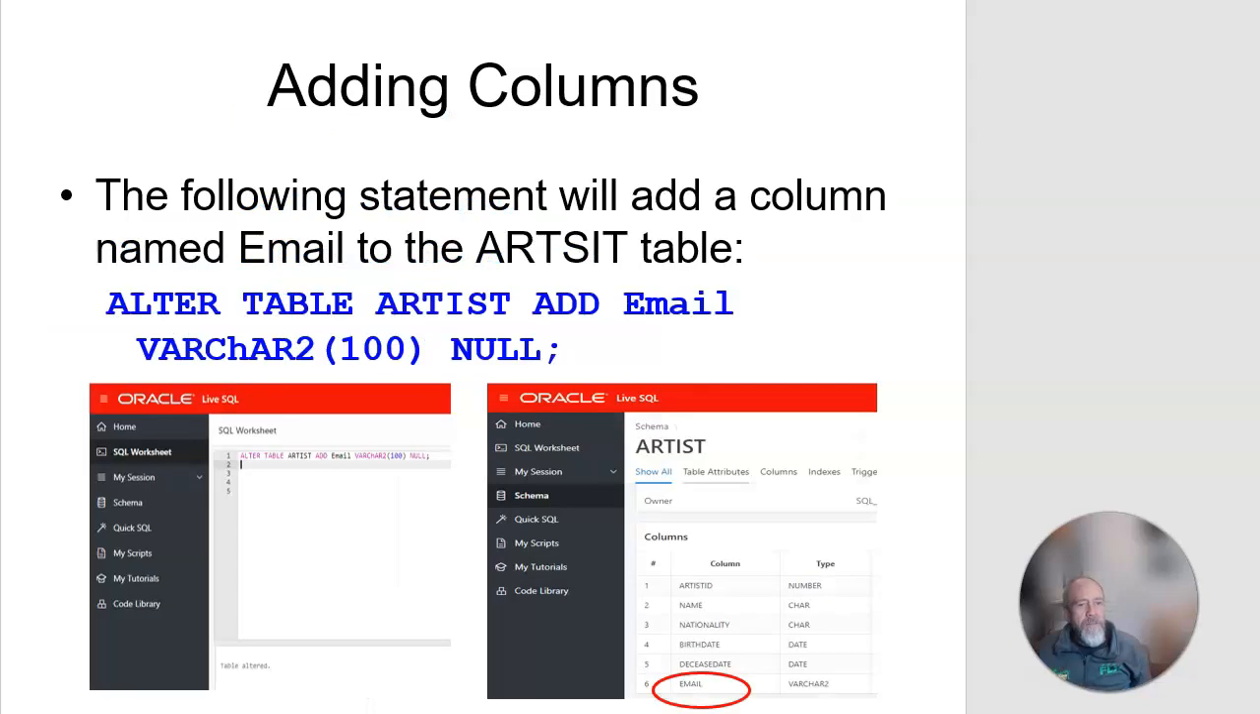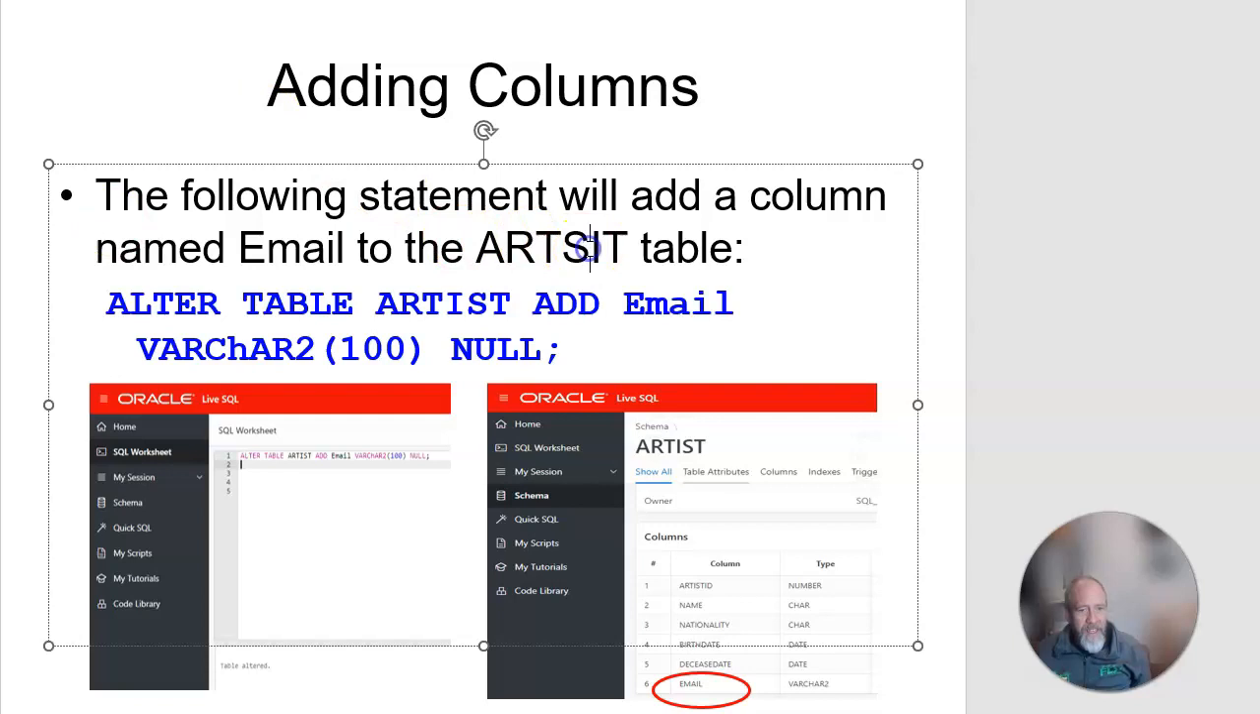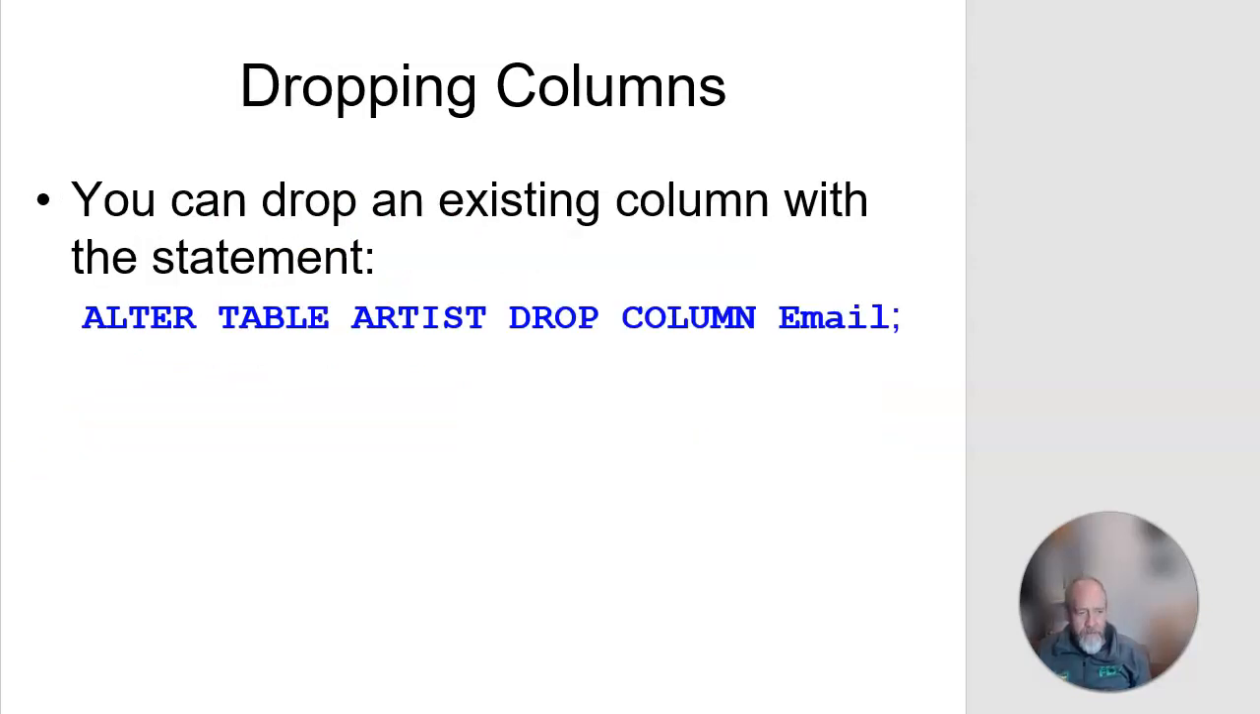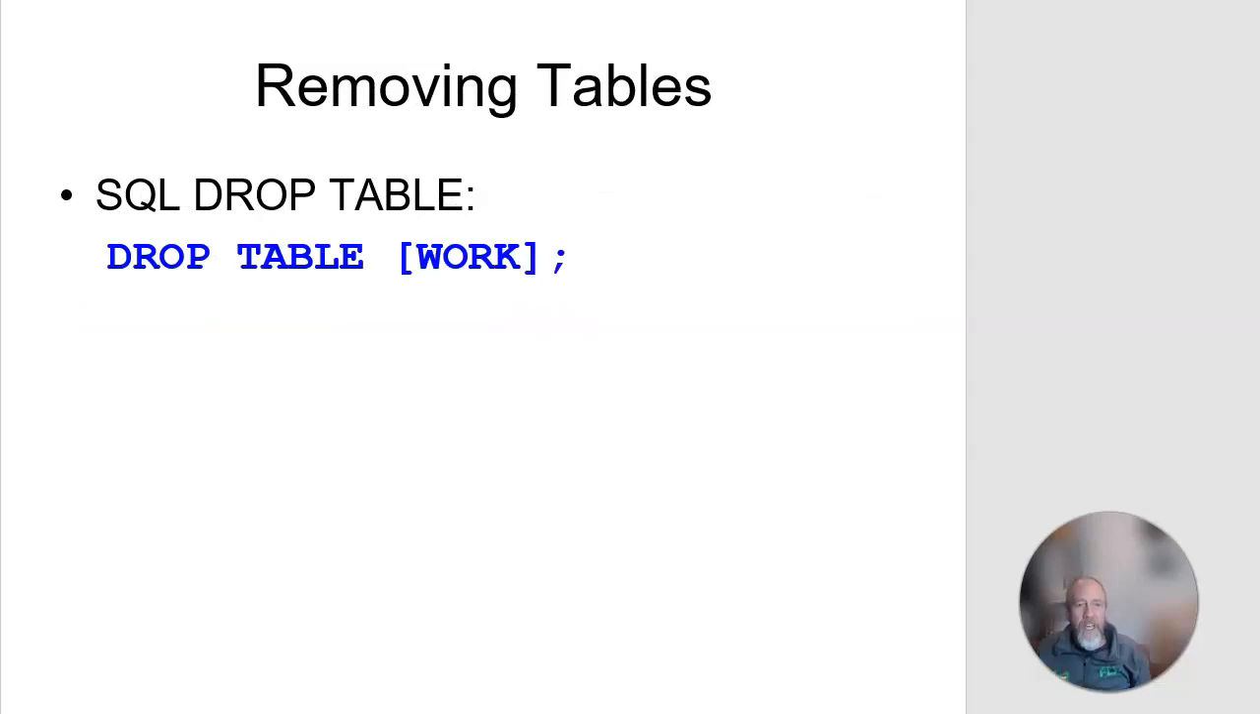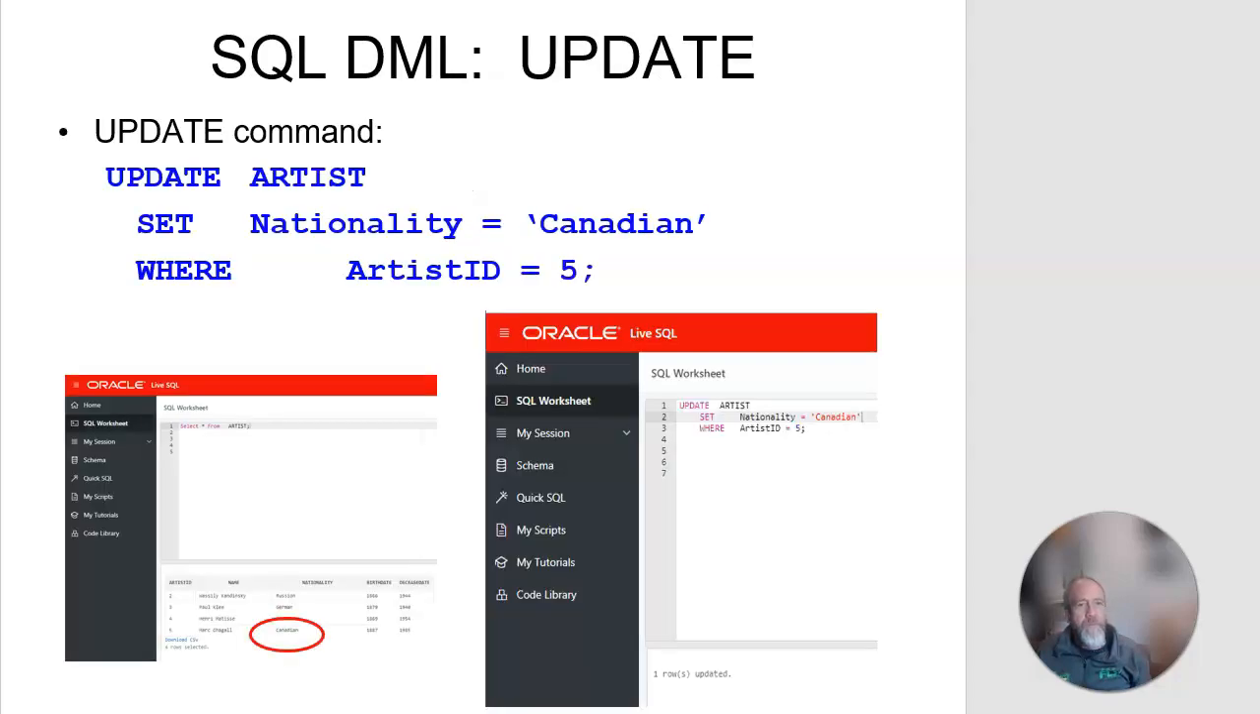Some other DDLs: adding columns. Here we go. You can add columns to a table. And I don't know why ArtSit keeps showing up here, but it's artist. Dropping columns. Getting rid of the tables altogether, be very careful when doing this. Dropping the table completely. Sometimes it won't work, because if there are foreign key constraints pointing to a specific table, it's not going to let you drop it until you remove those. Now, those, by the way, were DDLs. Well, okay, those babies made it in there somehow.